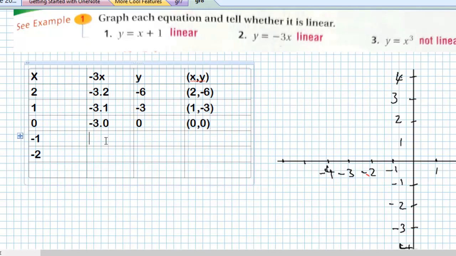Next is -1. -3 multiplied by -1 will equal positive 3, because negative multiplied by negative is positive. So the point will be -1 and 3. Next we have -2. -3 multiplied by -2 will equal positive 6. Our point will be -2 and 6.